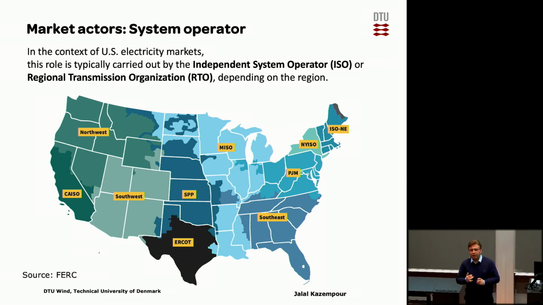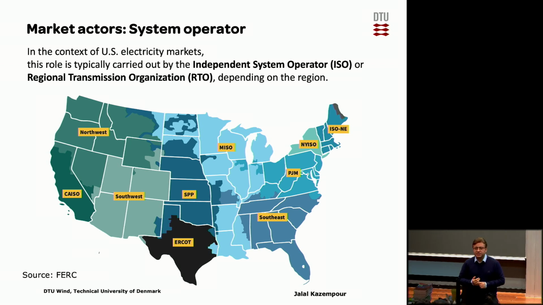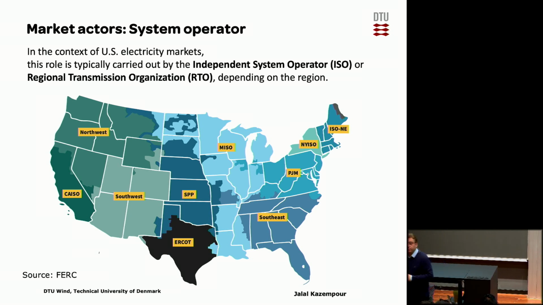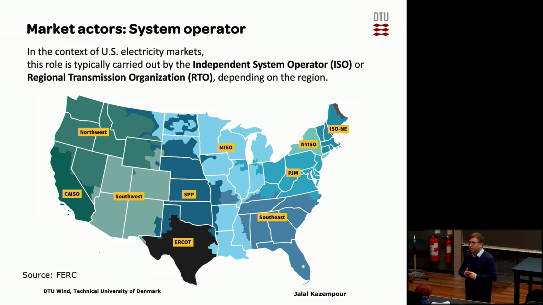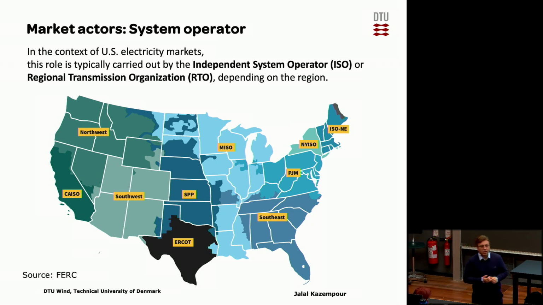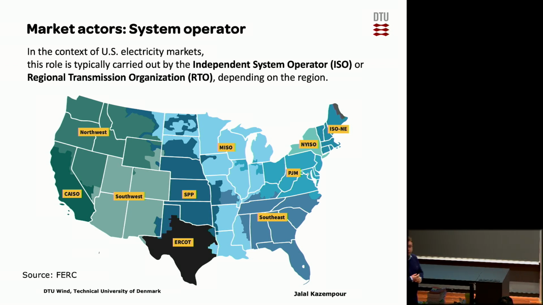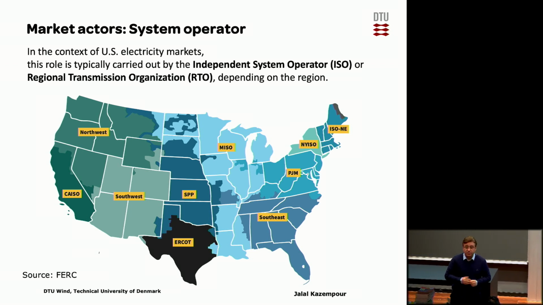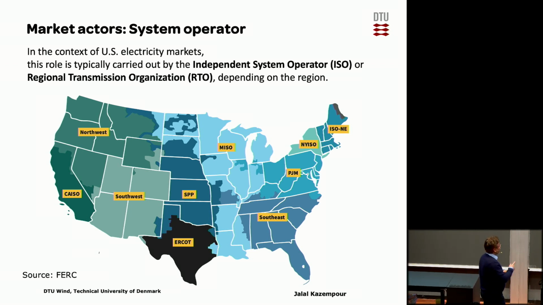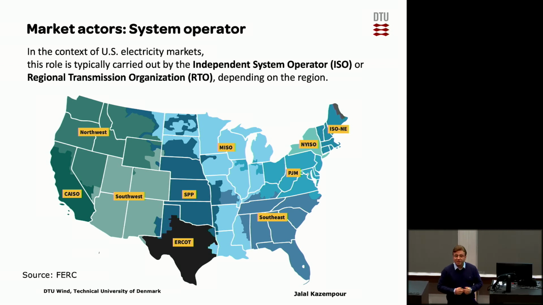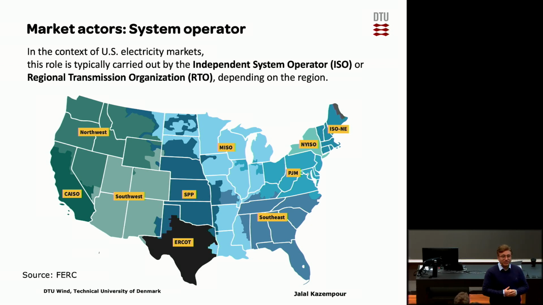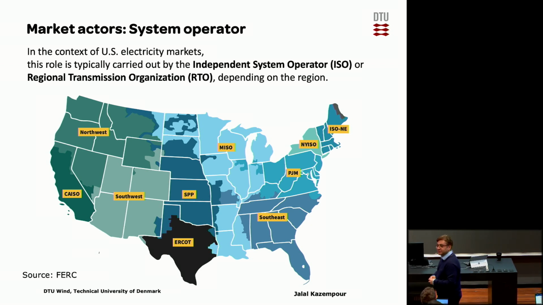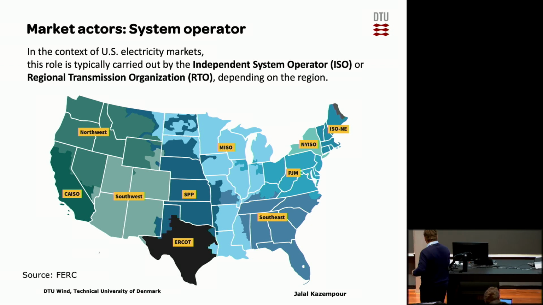Among others, the famous ISOs in the US are CAISO, the ISO in California, PJM, the ISO in Maryland, Pennsylvania, and New Jersey, MISO, the ISO in the Midwest, and ERCOT, the ISO in Texas. And usually ERCOT is a very interesting case because they have different regulations, policies, and operation schemes than other ISOs.